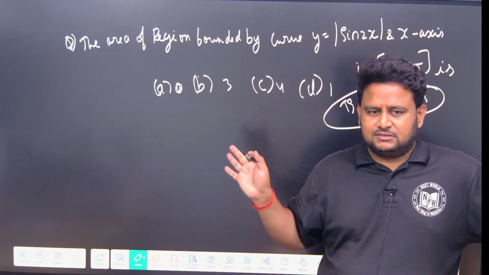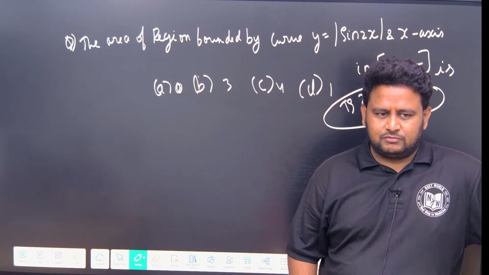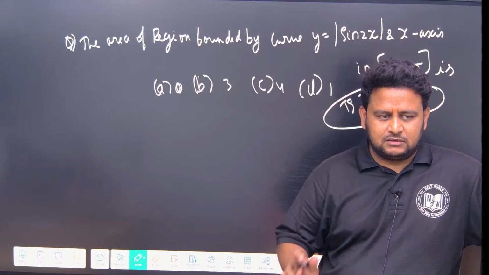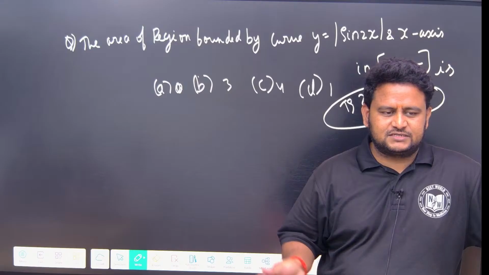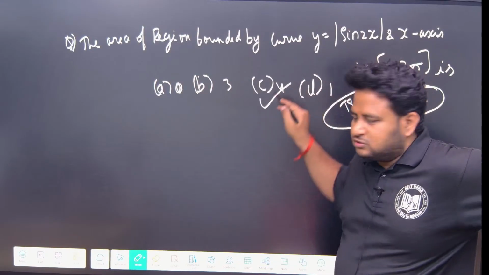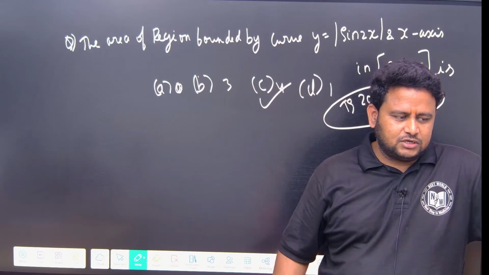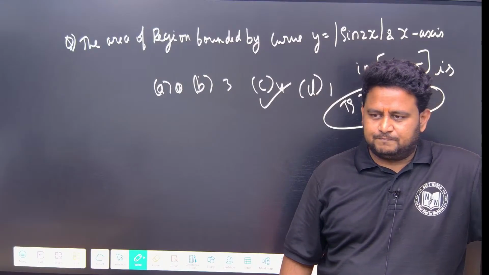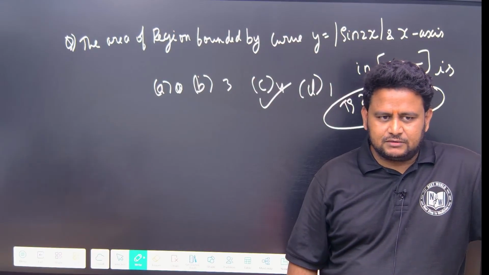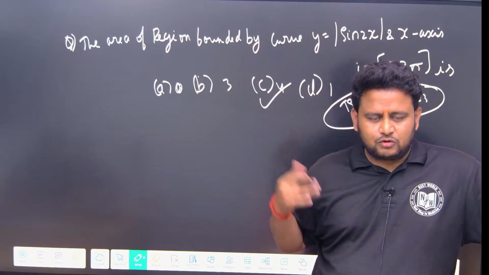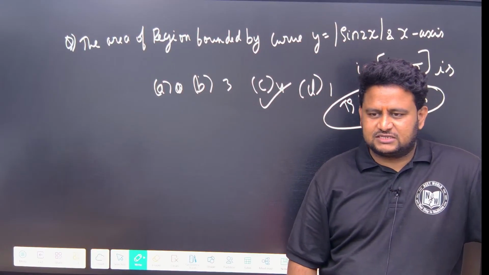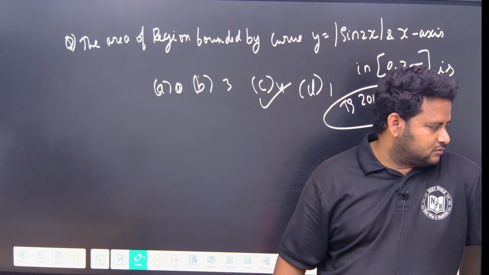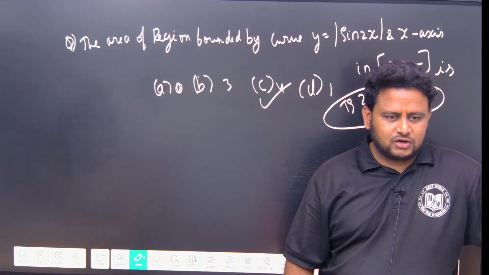Mod sin x means there will be no negative value. 0 to pi is 2, so 0 to 2 pi is 4. The answer will be 4. No need to solve at all. If there is no modulus sign, the answer will be 0. If there is a modulus sign, the answer will be 4. Understood everyone?